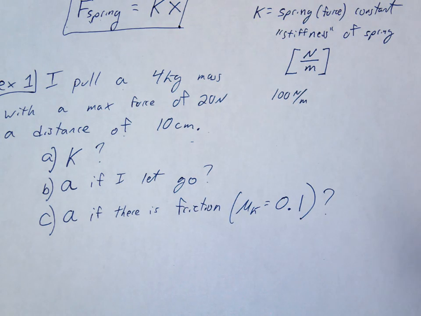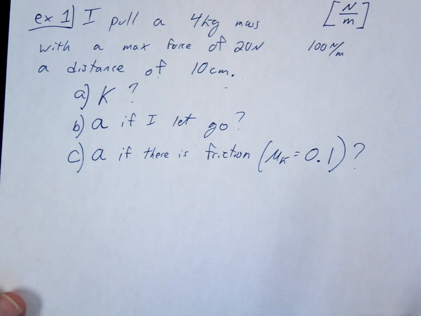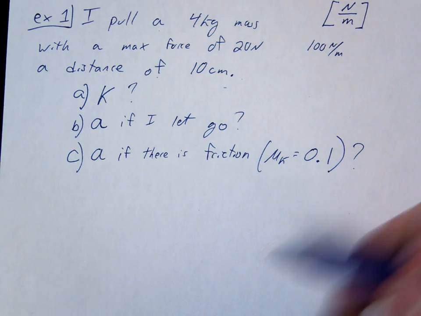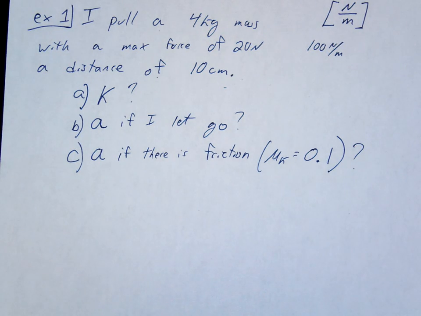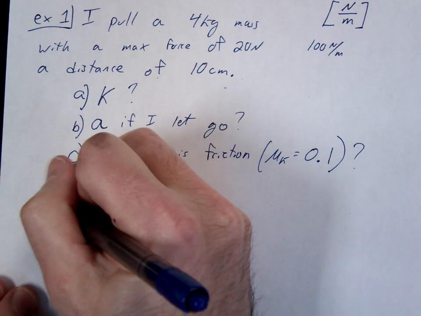Alright, let's start this one up. So we're going to pull on our mass, 4 kilograms, with a certain force. We're going to solve for these values. The first one is find K.